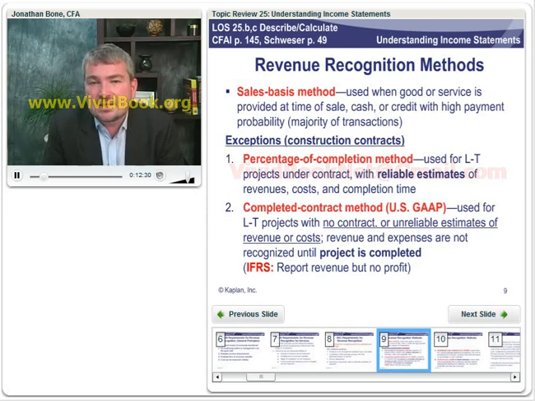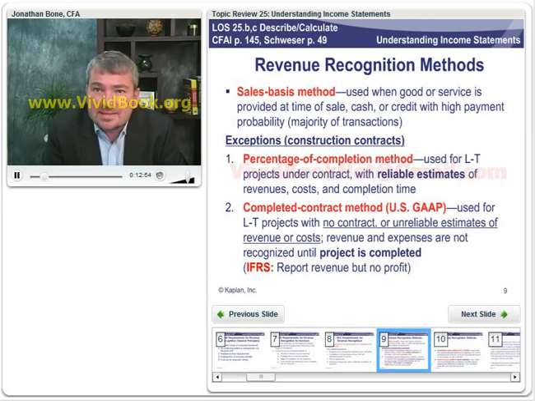So if you're undertaking a long-term contract, if you have a reliable estimate of revenue, i.e. a contracted selling price with your customer, a reliable estimate of total cost and time to complete, then percentage of completion will allow you to recognize sales over the life of the provision of the contract, rather than waiting until the earnings activity is complete.